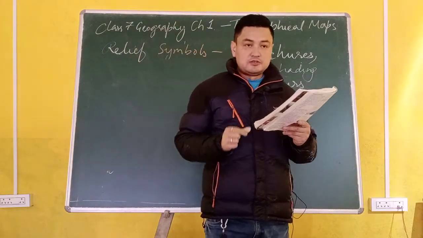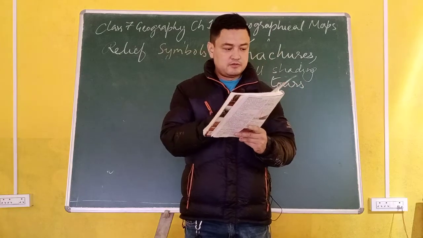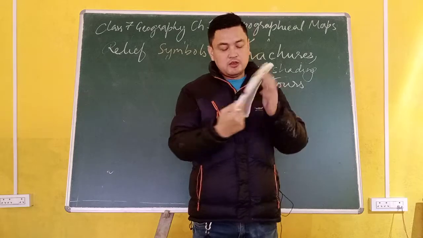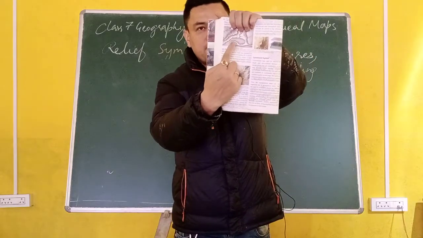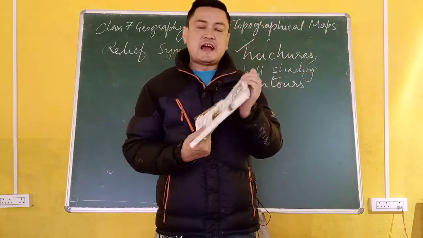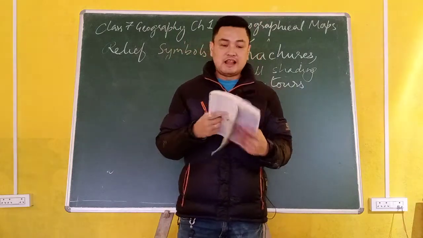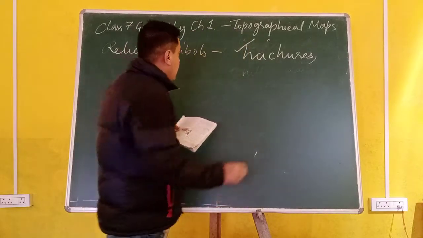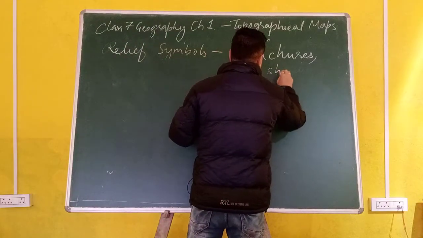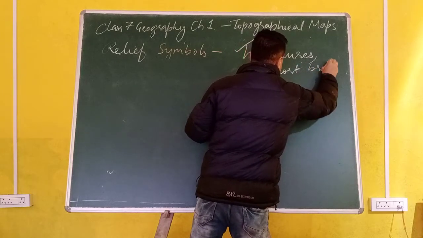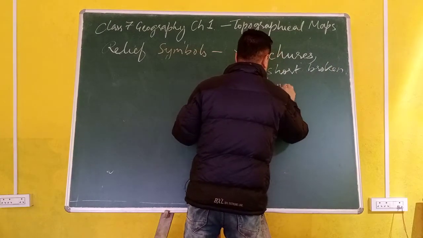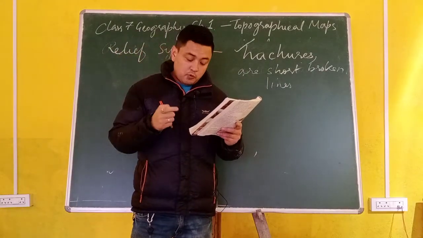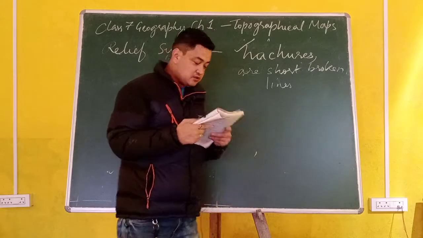Now, hatches. If you turn to page number 8, you'll find a diagram there in figure 1.6. In figure 1.6, you find hatch lines. These hatch lines are short broken lines drawn in a circular way. Now I want to draw that hatch a little bit.